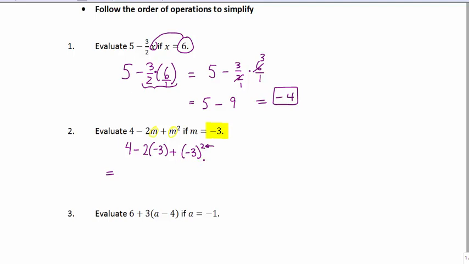So following my order of operations says I do exponents first, so I'm going to leave this 4 minus 2 times negative 3 plus negative 3 squared means negative 3 times negative 3, that's 9. Now I'm going to do my multiplication. I'm thinking of this as negative 2 times negative 3, so that's plus 6, plus 9, that's 19.